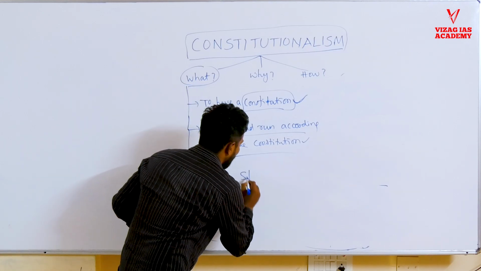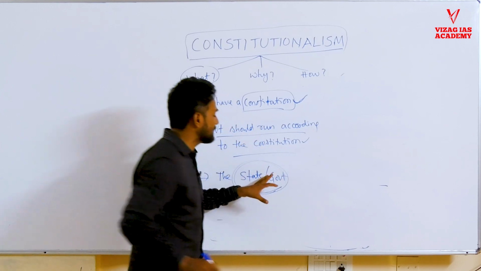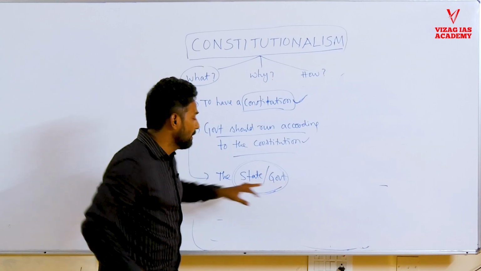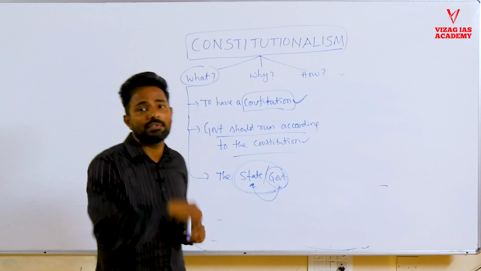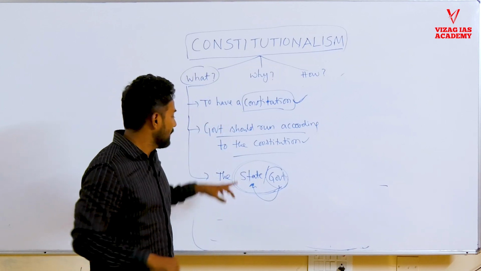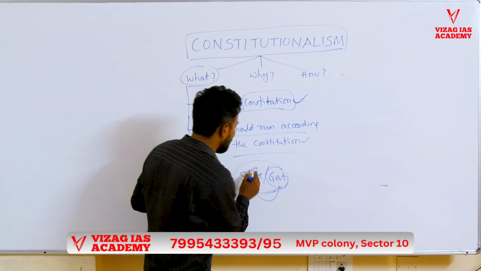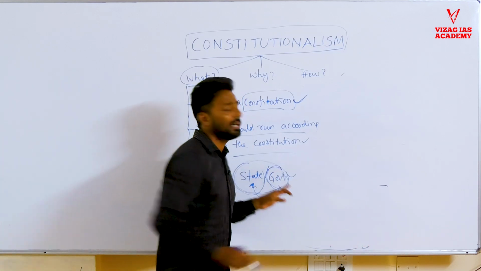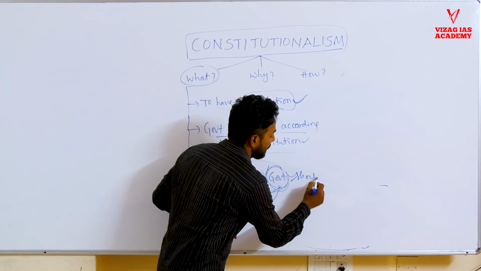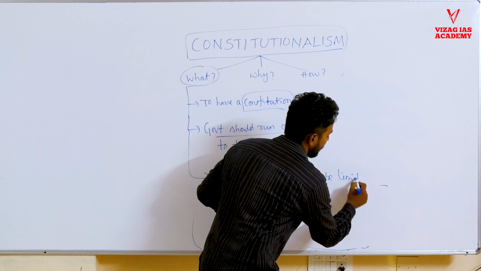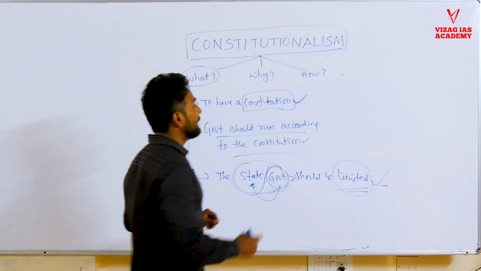The state and the government, we are using synonymously here. There is a slight difference between state and government, because the government is just one aspect of the state. The state has 4 characteristics which we discussed in the previous topic, and under those 4 characteristics, the most important is government. So the government should be limited. Limited government is the hallmark of constitutionalism.